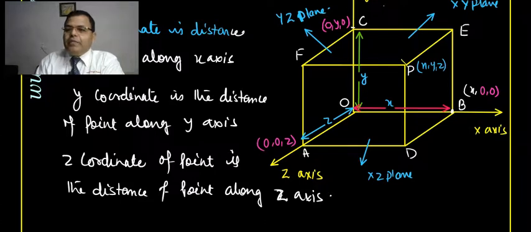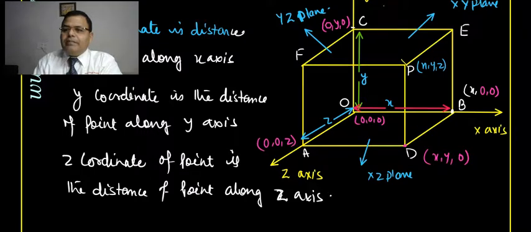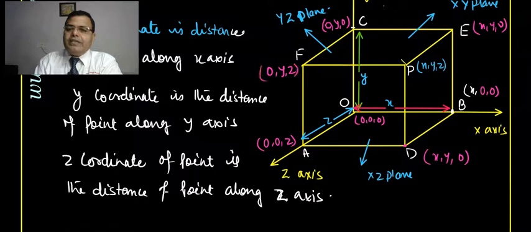Here, a point lies in space, and therefore its coordinates are x, y, and z. The coordinates of the origin are 0, 0, 0. Any point, in which plane does this point lie? This point lies in the xy plane, so its z coordinate will be 0. So the coordinates of this point will be x, y, 0. This is the yz plane, so the x coordinate will be 0, and the coordinates are 0, y, z.